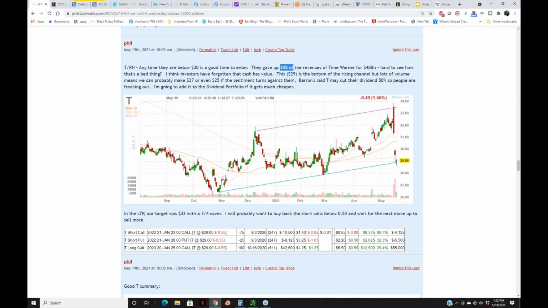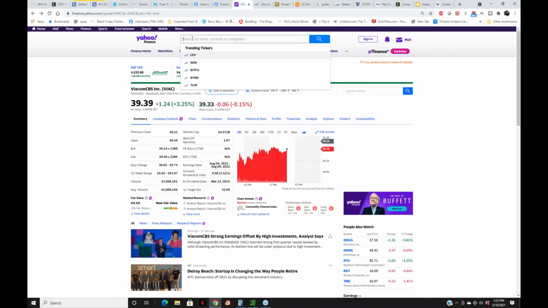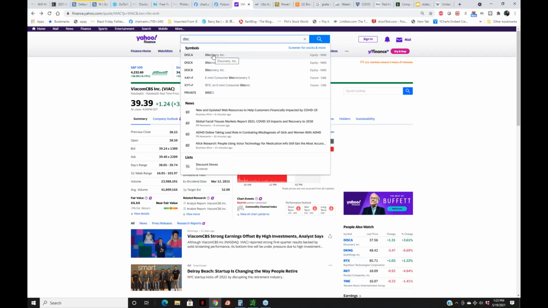They gave up 31%, actually. They gave up 31% of the revenues of Time Warner. So in other words, the way they did this merger, they gave Discovery the Time Warner HBO portion of the company. Discovery gave them $48 billion cash. AT&T will now own 71% of the combined company. So not only do they have 70% of the revenues that they were getting anyway from Time Warner HBO, but now they're getting 70% of Discovery's revenues also. So if you go over to Yahoo, here you go. So we go over to Discovery.